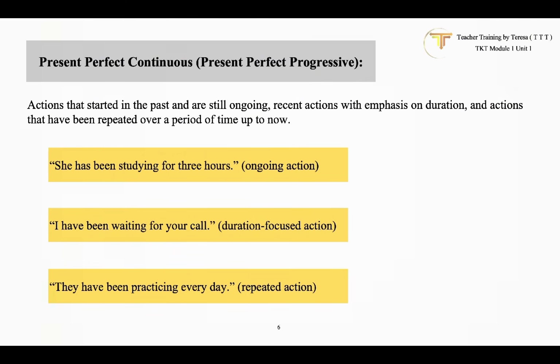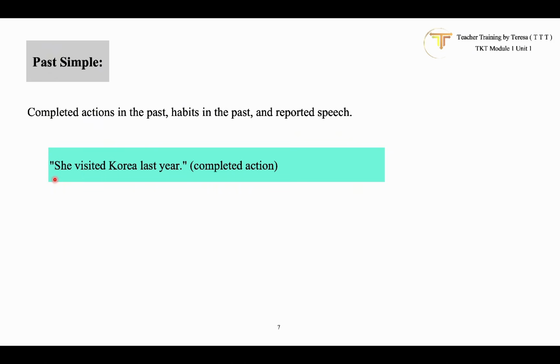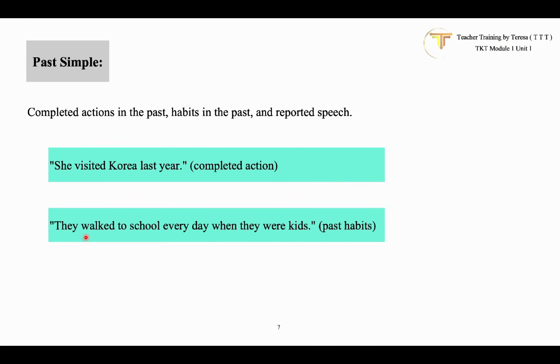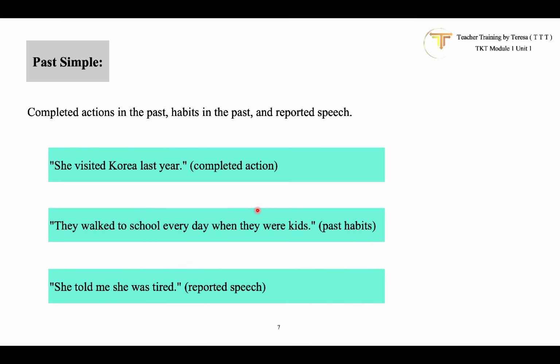Repeated action. Past simple describes completed actions in the past, habits in the past, and reported speech. Examples. She visited Korea last year. Completed action. They walked to school every day when they were kids. Past habits. She told me she was tired.